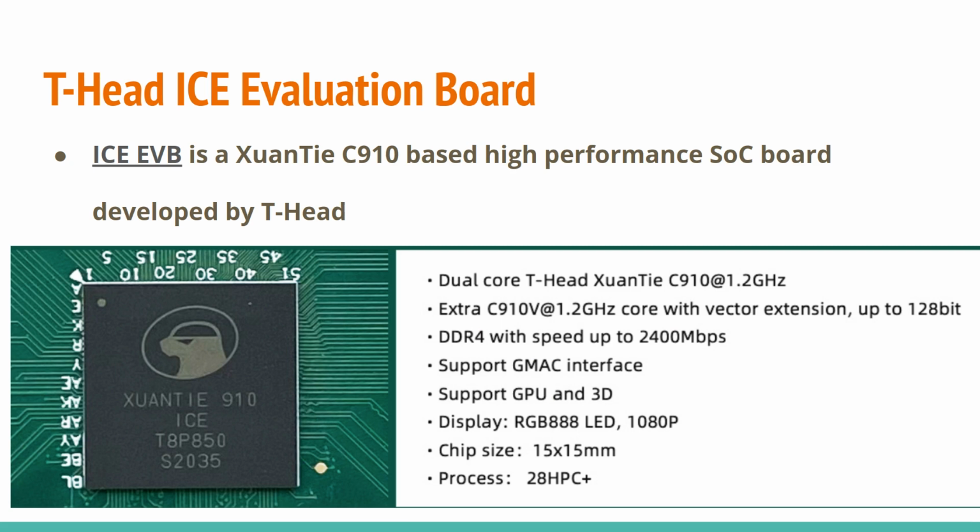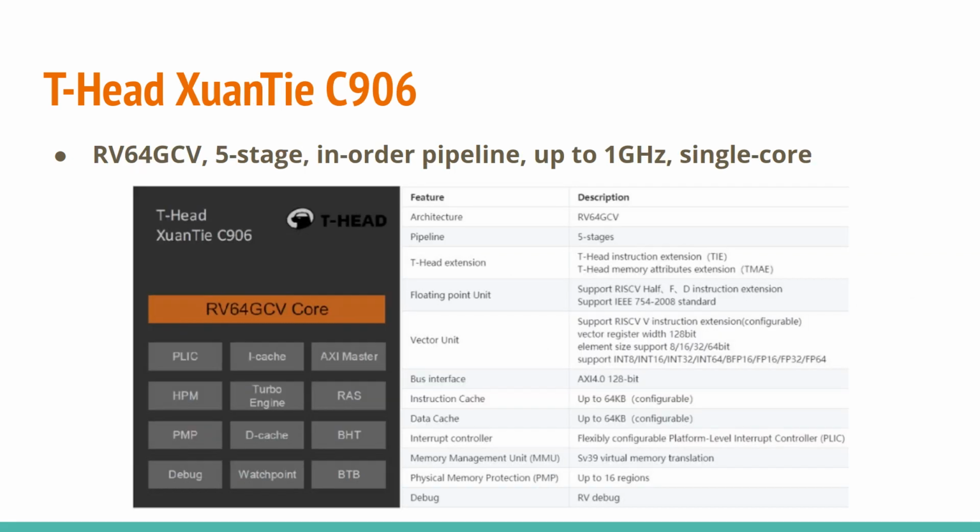Now, the board and the SoC are not available for sale now, but this was a really awesome proof of concept, and we'll see where Alibaba T-Head goes from there with this system. And on the lower end, T-Head also has the C906 core. So this is a smaller in-order pipeline that's just a 1 gigahertz single core system.